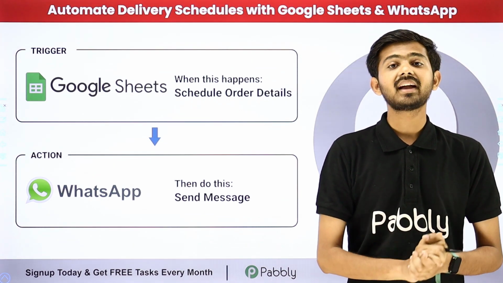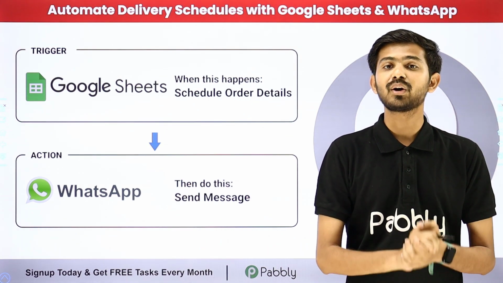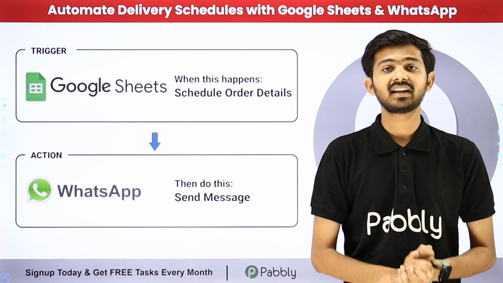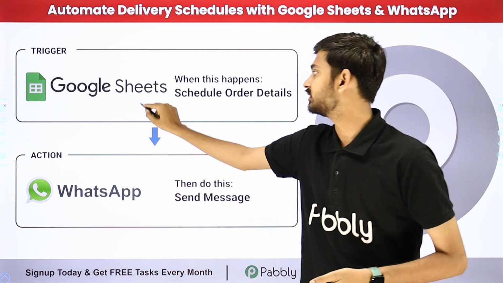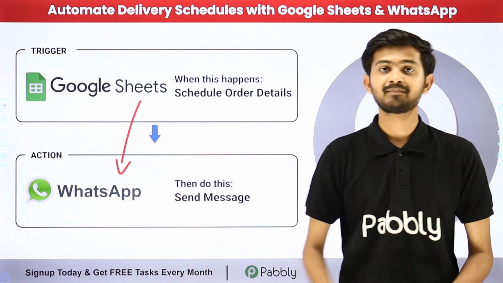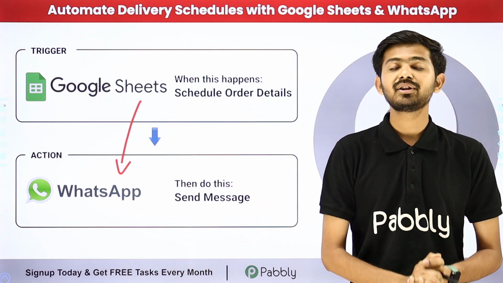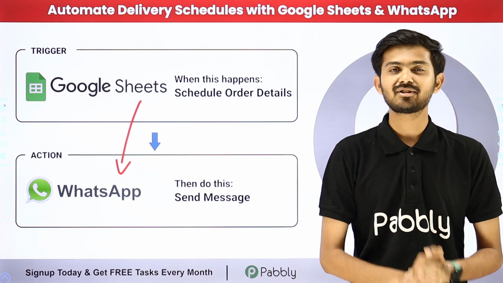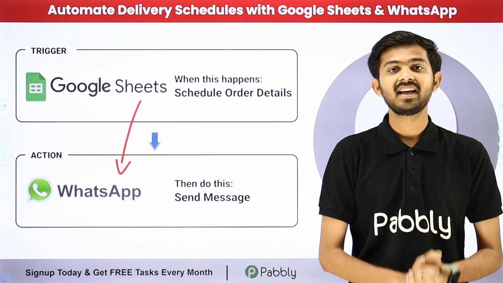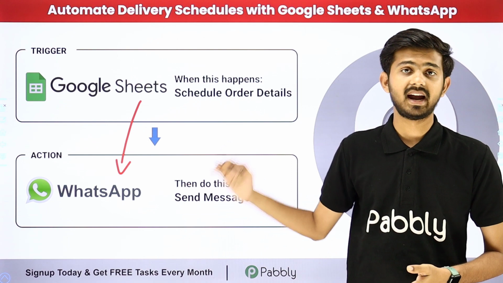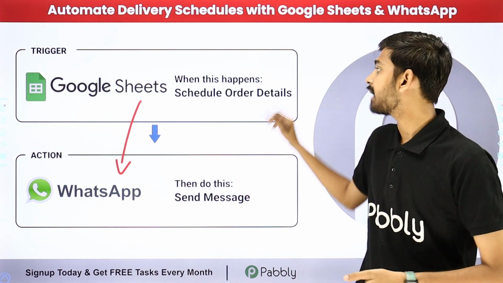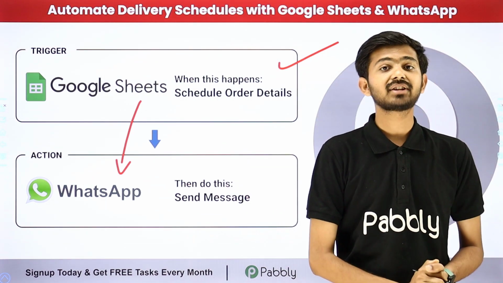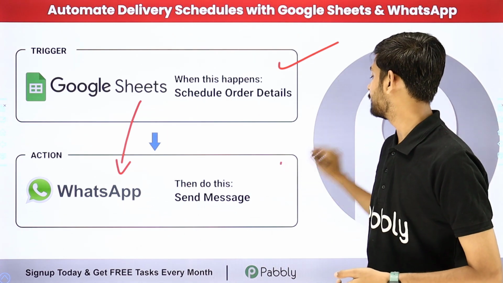scheduled. So for sending the message on WhatsApp, I'm going to use WhatsApp Cloud API, and for my objective, I have to build a connection between Google Sheets and WhatsApp Cloud API. So for building this connection, I'm going to use Pabbly Connect, which is an amazing software for automation and integration. In Pabbly Connect, I have to use Trigger and Action. In Trigger application, I'm going to use Google Sheets. In Action application, I'm going to use WhatsApp Cloud API.